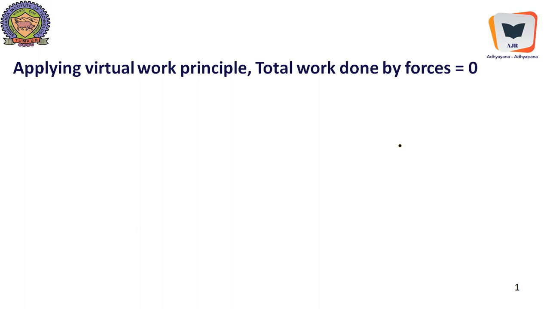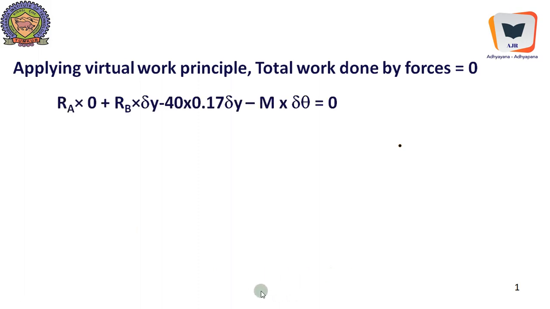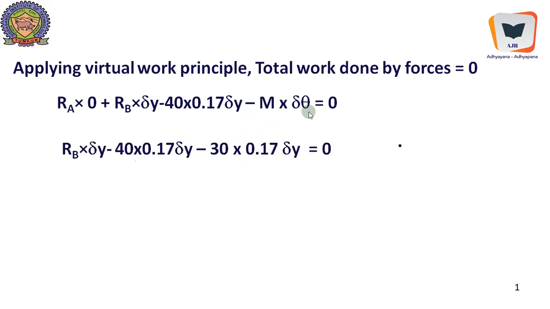Here force will also include the moment. Now we will see RA into 0, because we have not induced any virtual displacement over here, and RB into del y, this is the virtual displacement that is being applied, minus 40 into 0.17 del y. This has been calculated, the proportionate virtual displacement at C, and minus 40 because the load is coming down, minus m. Here moment is positive because it is clockwise, but del theta is negative because that is anti-clockwise. So here there is a negative sign. Now we will replace this del theta by del y. We have already found out it is 0.17 del y, and all other things are known.